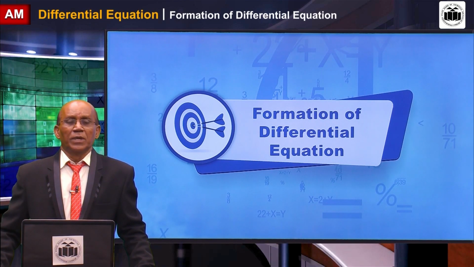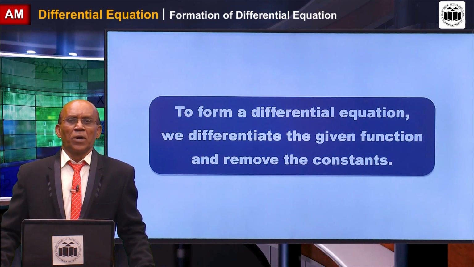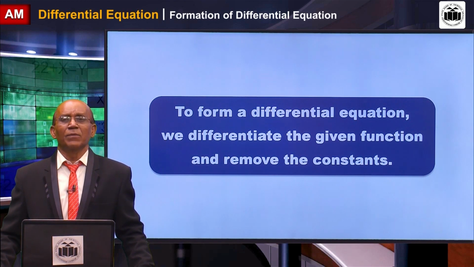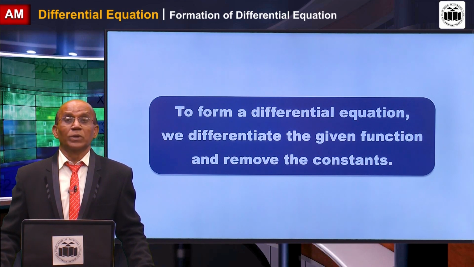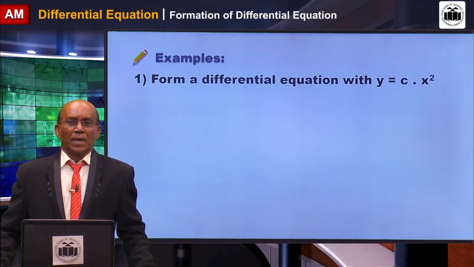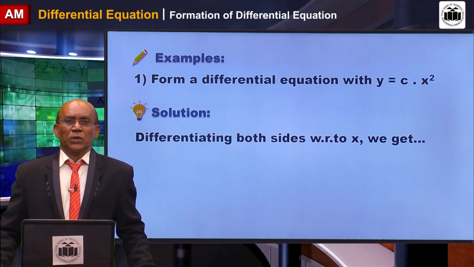Formation of differential equation. To form a differential equation, we differentiate the given function and remove the constants. Example: form a differential equation from y equals c x square. Solution: differentiate both sides with respect to x.